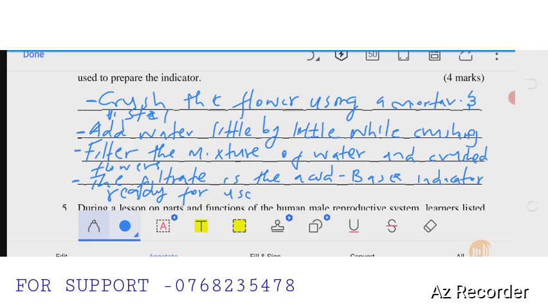Crush the flour using a mortar and a pestle. Add water little by little while crushing. Filter the mixture of water and the crushed flours. The filtrate, which is the liquid collected after filtration, is the acid-base indicator, ready for use.